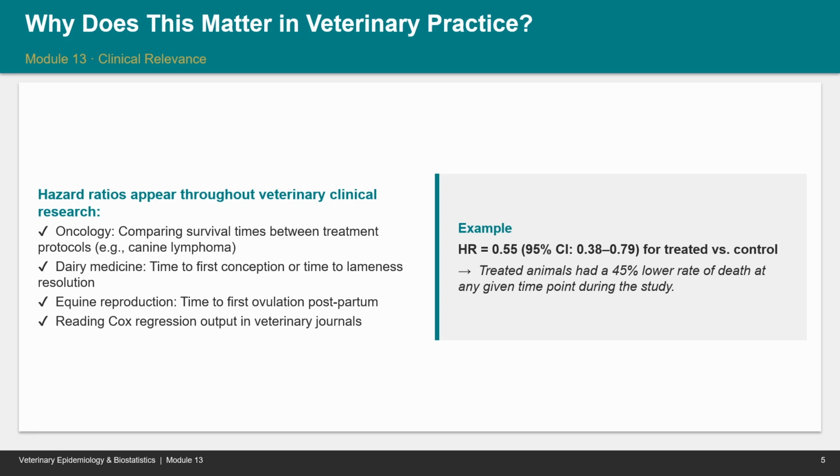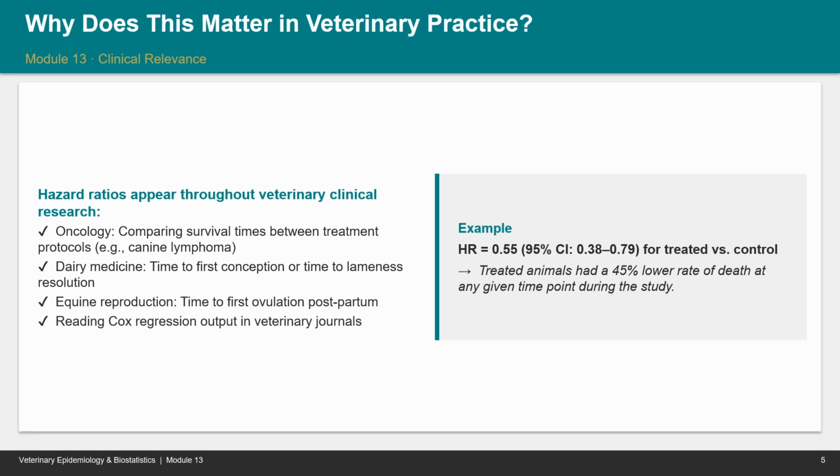Hazard ratios are everywhere in veterinary clinical research. In oncology, they're used to compare survival times between treatment protocols. In dairy medicine, they're used to compare time to conception or time to lameness resolution. In equine reproduction, they describe time to first ovulation.